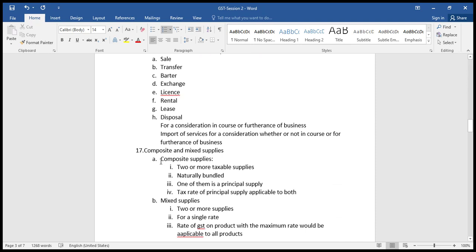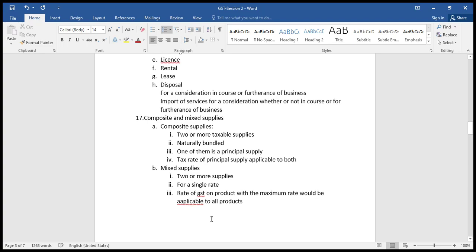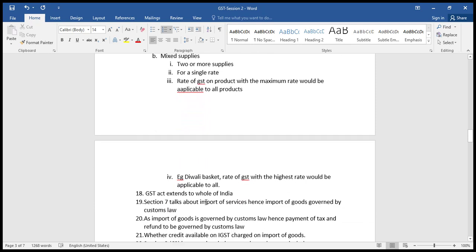Composite and mixed supplies. Composite supplies are two or more supplies naturally bundled, one of them being a principal supply. The tax rate of the principal supply would be applicable to both the principal and the other supply. Mixed supplies are two or more supplies for a single price, and the GST rate of the product with the maximum rate would be applicable to all products. Example: a Diwali basket, where the highest rate of GST would be applicable to all the products.